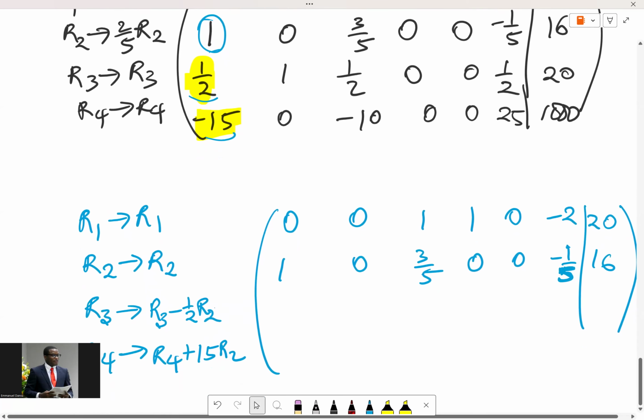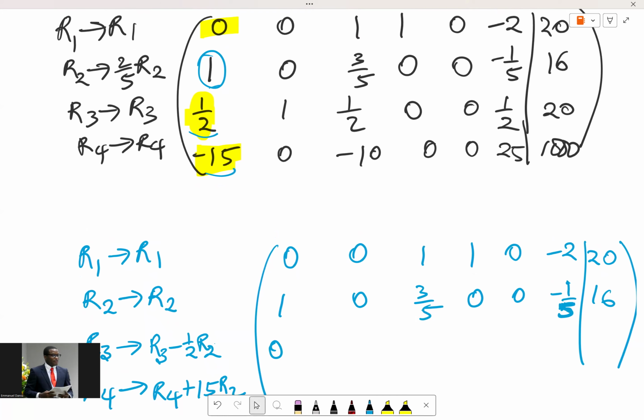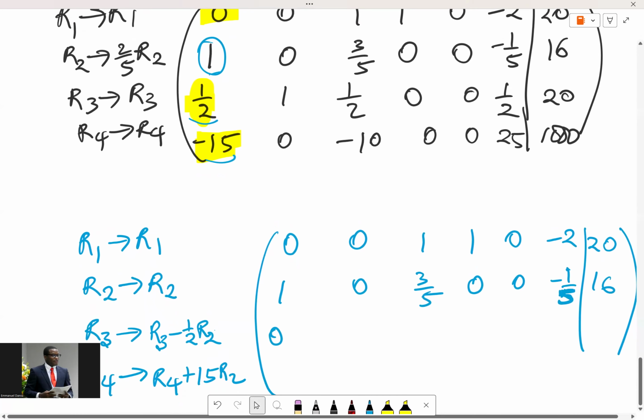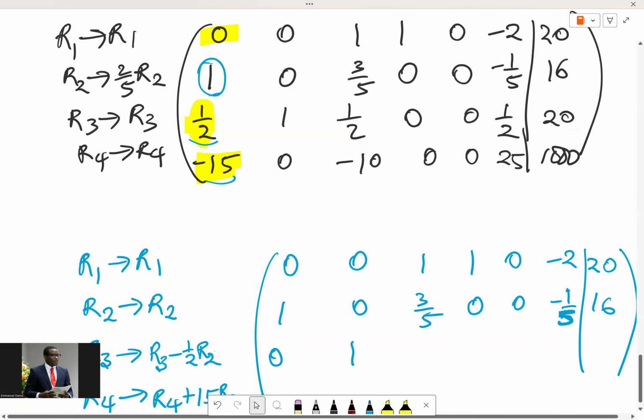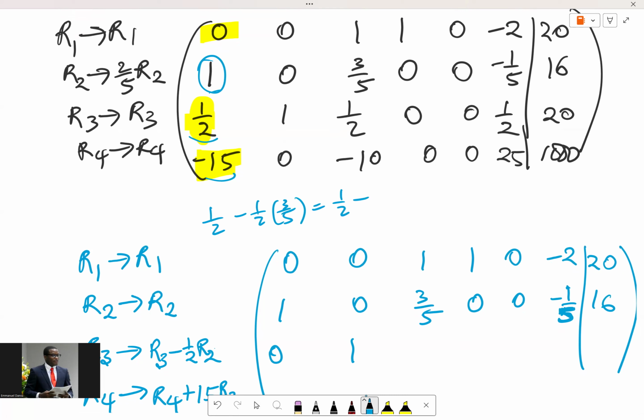Okay, R3 now. So half minus half times 1, that would be 0. Then again, 1. So that's 1 minus half times 0, that is simply 1. Then 1 over 2. So now we have 1 over 2 minus 1 over 2 times 3 over 5. That is 1 over 2 minus 3 over 10. So LCM is 10. 2 in 10 is 5, minus 3, that's 2 over 10, which is 1 over 5. So this place is 1 over 5 now.